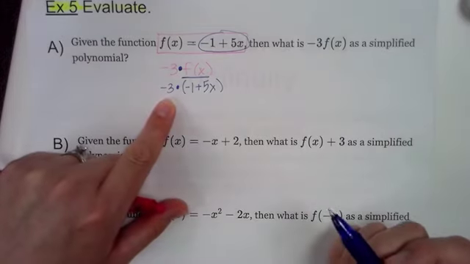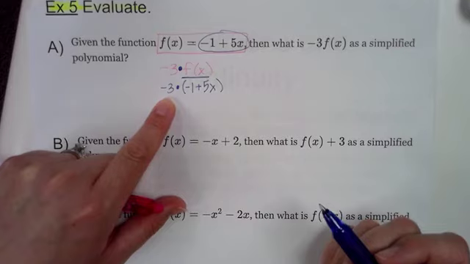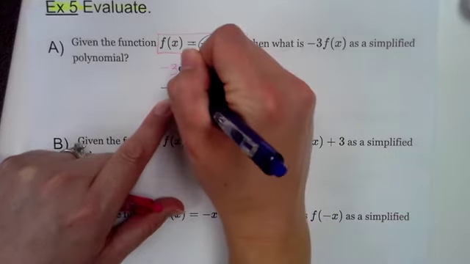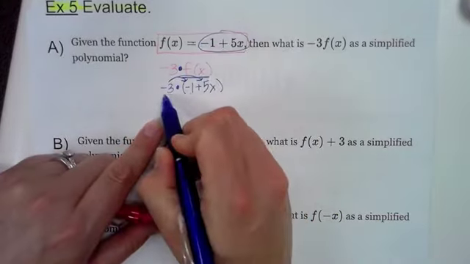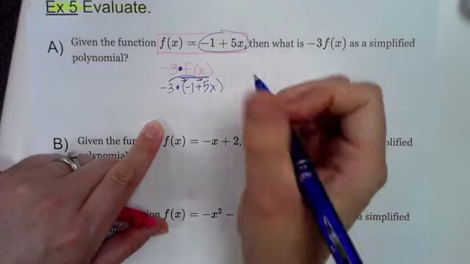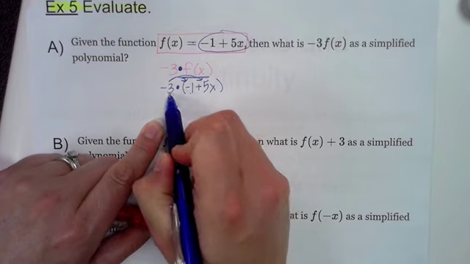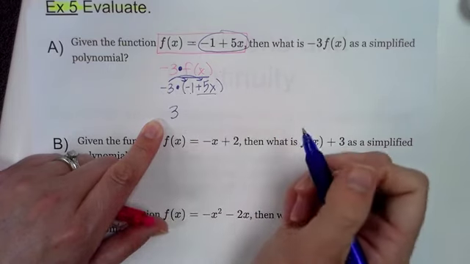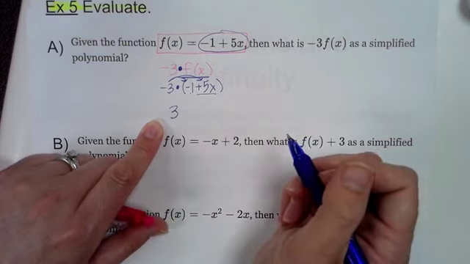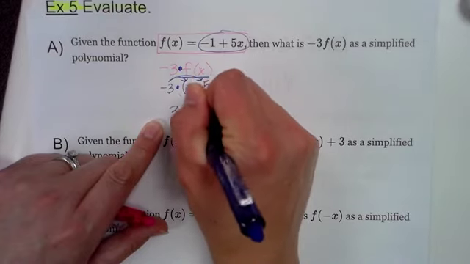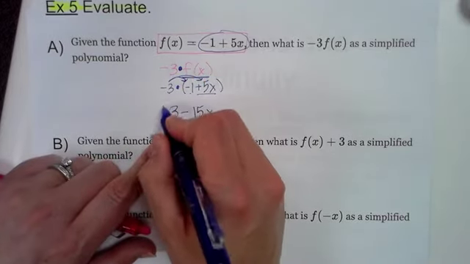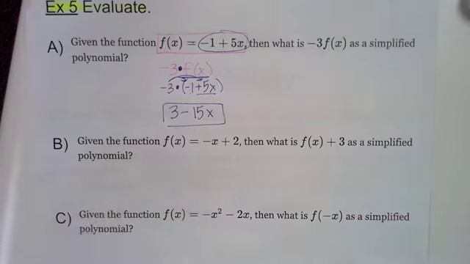And what do you suppose we need to do? Distribute. Exactly. We're going to distribute. Negative 3 times negative 1 is 3. And then negative 3 times positive 5x. Negative 15x. Done. That's it. All we're doing is substituting and doing the operation. That's it. That's function notation.